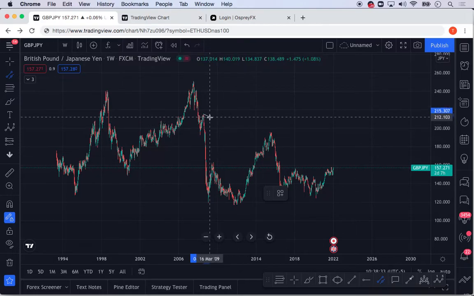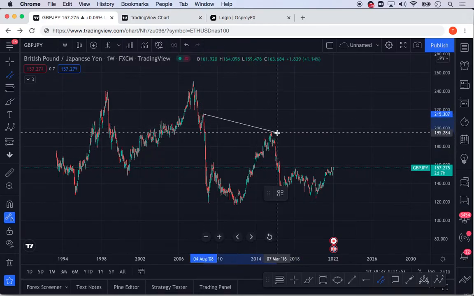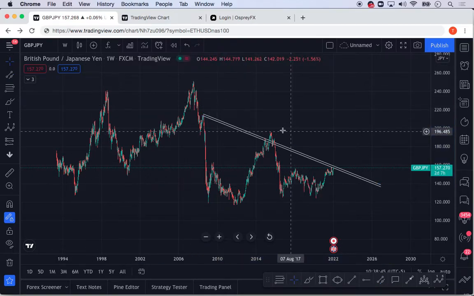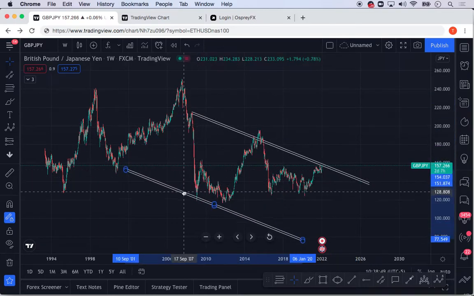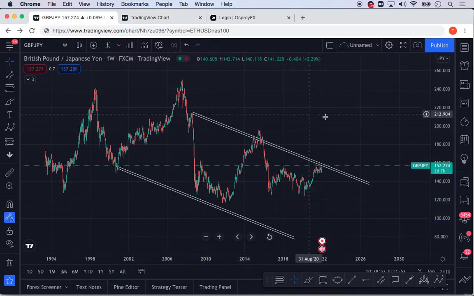I'm going from this resistance right here, and I'm looking for the next resistance. So I see this resistance before I see this resistance. So when I draw this trend line out like this, on my parallel channel, this is basically what I see. And then what I do is I go here, I clone this line, boom, and just basically go to my support, and that's my support.